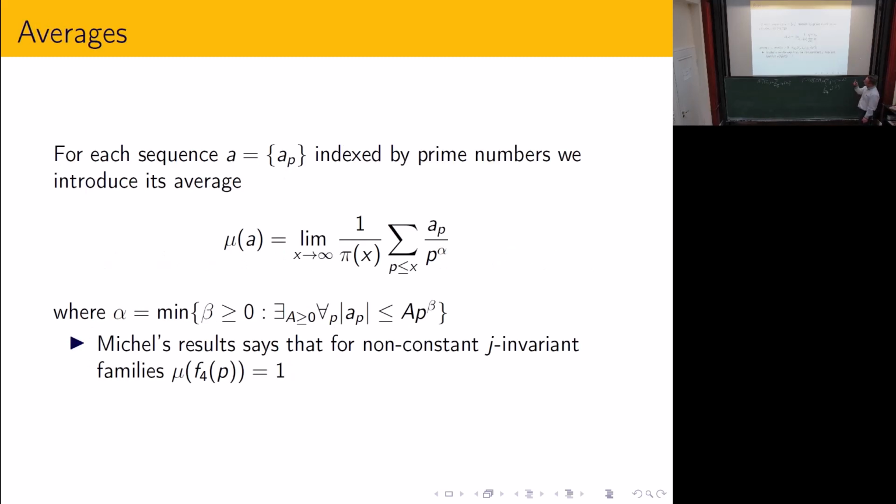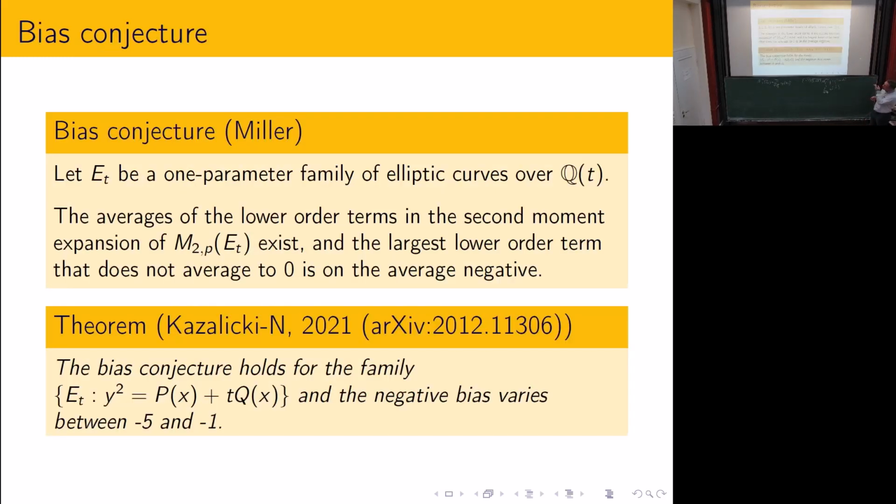This is a more general formulation of the same, and we actually do prove it. Miller asked as a question if this is really the case, that these averages are either 0 or the first one is negative. By this result about the family of cubics, we actually proved that this is the case, at least in this situation, for an infinite family of elliptic curves. So this is the first instance of confirming this bias conjecture going beyond a single example. And the bias is actually between -5 and -1.